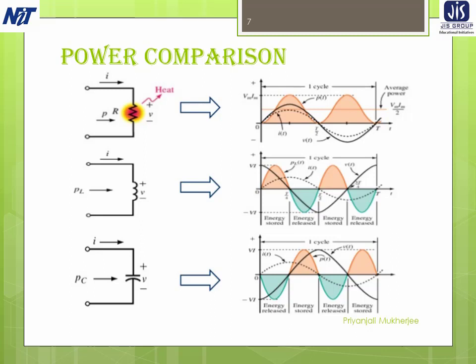In the case of a capacitor, just the opposite thing is happening: during the first half cycle when the current is positive and voltage is negative, the power becomes negative, that means energy has been released, and then for the positive half cycle the energy has been stored, and then again released, then again stored. So this is the comparison of power when different components are connected. The first one is resistance, next inductance, and the third one is the capacitor.